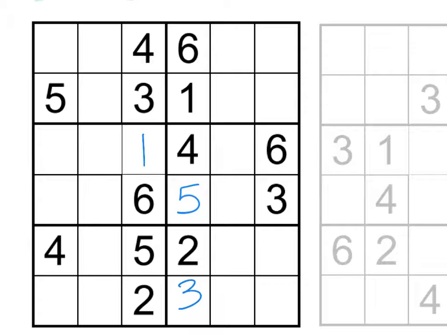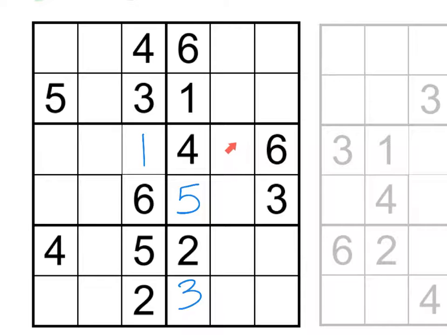Okay, and we just fill in as we go. So let's see what else I can do. What else has a lot going on? In this, let's look at maybe this box here because there are only 2 empty spots in there.